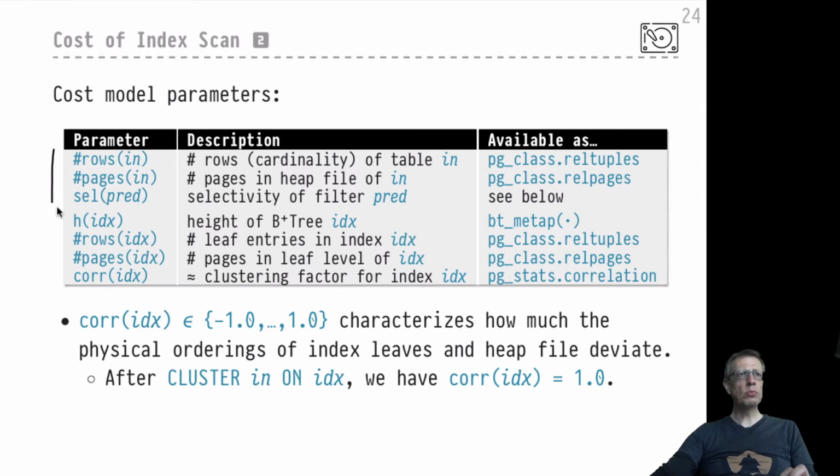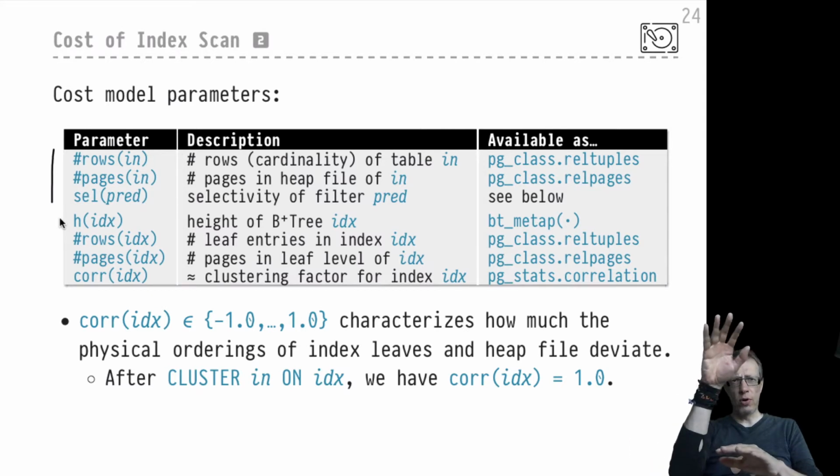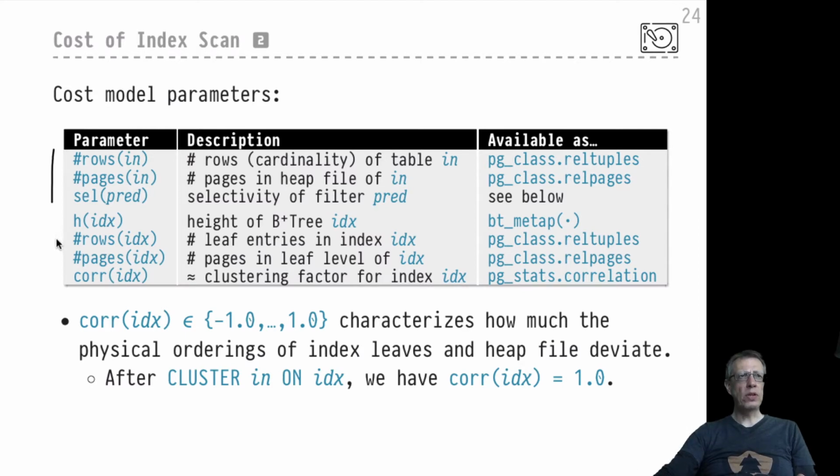And of course, we would need information about the index that is involved: the height of the index, so the number of inner node references that we have to follow inside the B+ tree to reach the leaf level. There would be the number of rows held in the leaf level of that index and the number of pages that make up the leaf level of the B+ tree index. All of this should be expected.